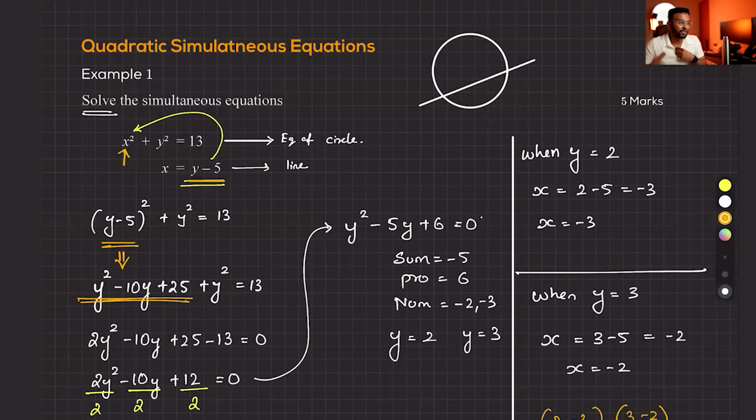So, Rajdev, could you just copy paste your comment once again?